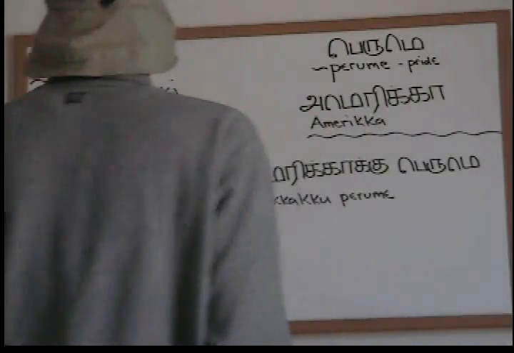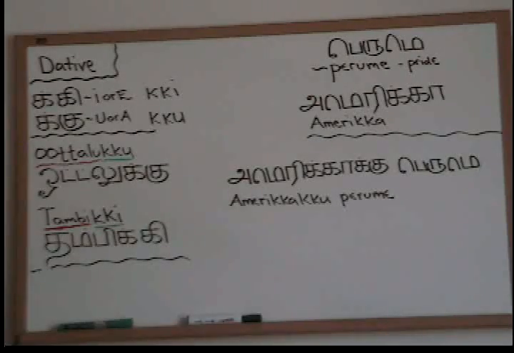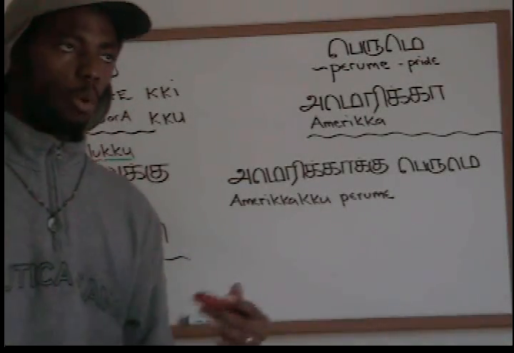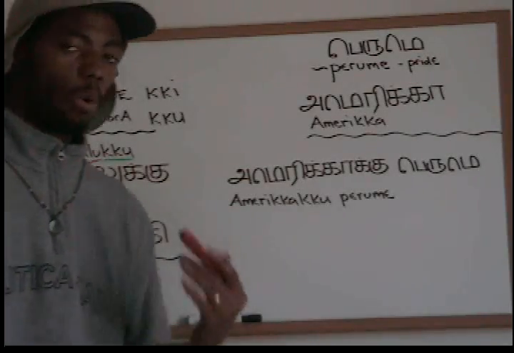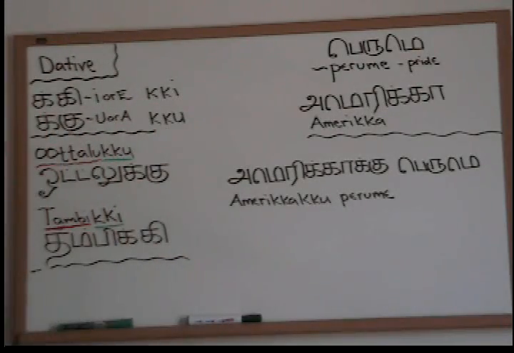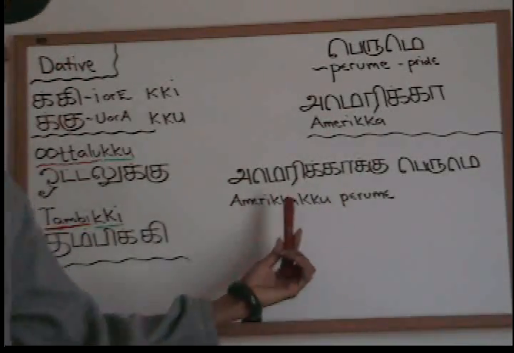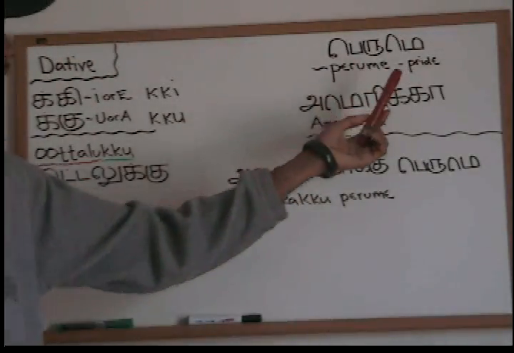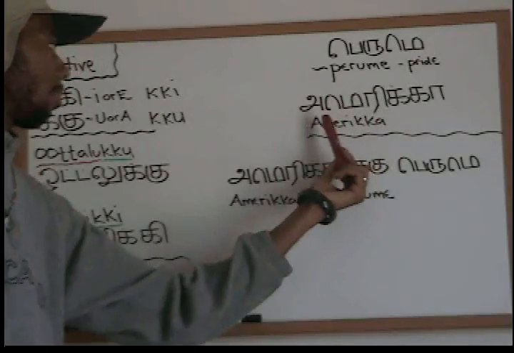Now, the last thing here. This ki has another meaning. It can also be used for talking about possession of property or quality. So this example here, we'll say the pride of America. That's what that is. Perume means pride, and you have America.